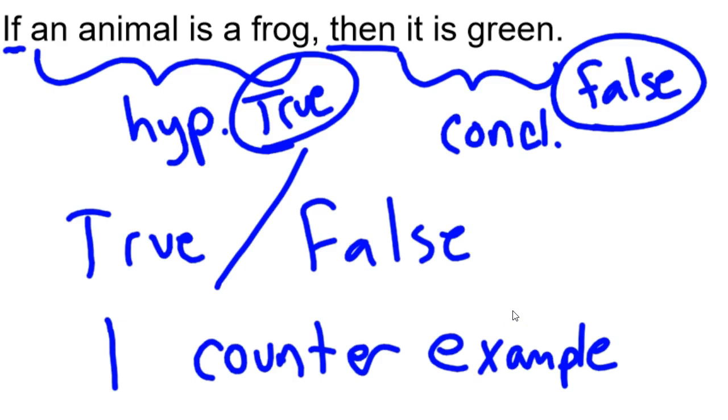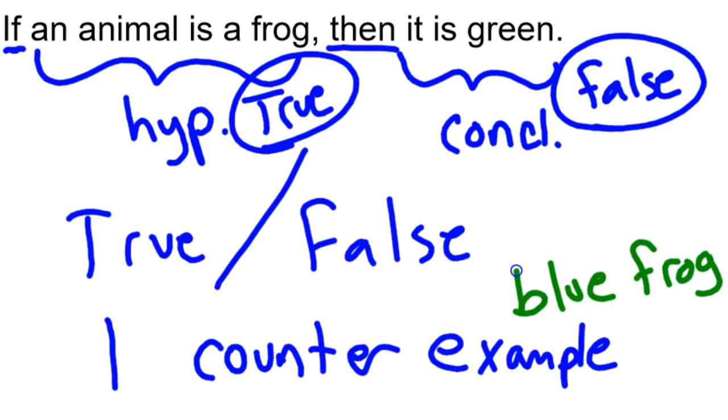So all you need is one thing. There is a blue frog out there on the planet, and so this statement is false. So that is what a counterexample is. It's just one example that makes the first part true and the second part false. We found a frog, that was true, but it was blue, so that's false. All right.